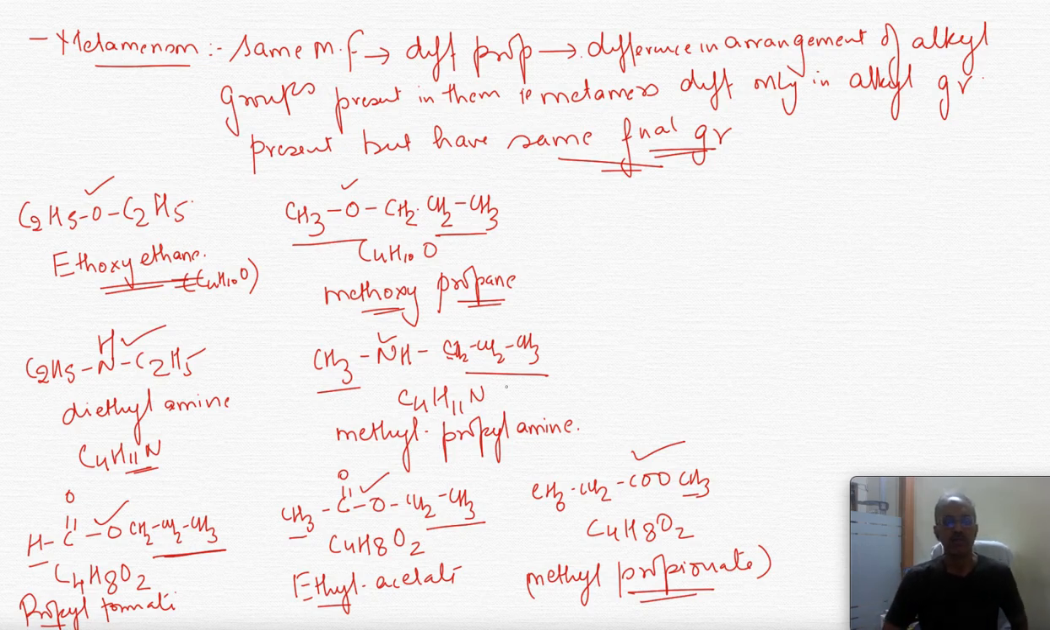right? I hope now you can see same functional group and same molecular formula but different properties due to the arrangement of alkyl groups along the carbon atoms, right? The functional group has to be the same, right? So this is known as metamerism. Fine. Now we have taken many examples. I think it's very easy to remember.